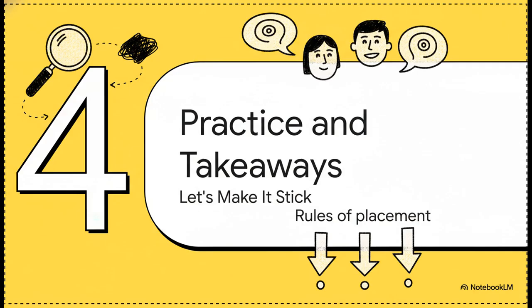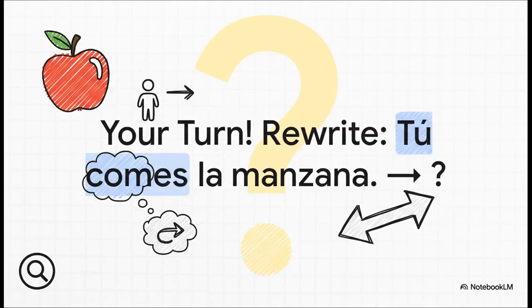Okay, we have covered all the theory, we know how to find the object, we've met all the pronouns, and we know the 3 rules of placement. Now for the fun part. Let's put it into practice and really make it stick. Okay, it's your turn. How would you rewrite this sentence using what we've learned? Tú comes la manzana. Think about it for a second. What's the object? Which pronoun do you need? And where does it go?